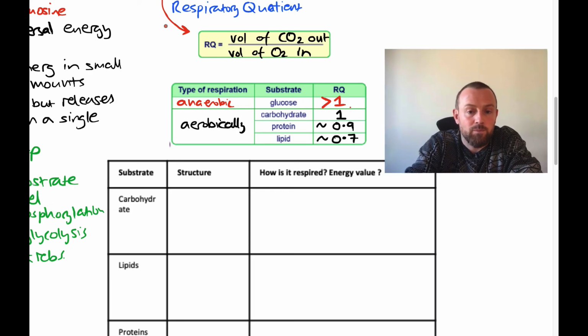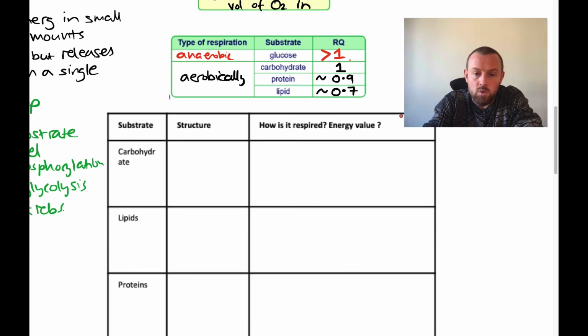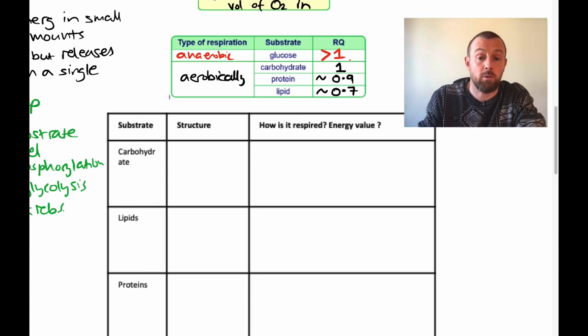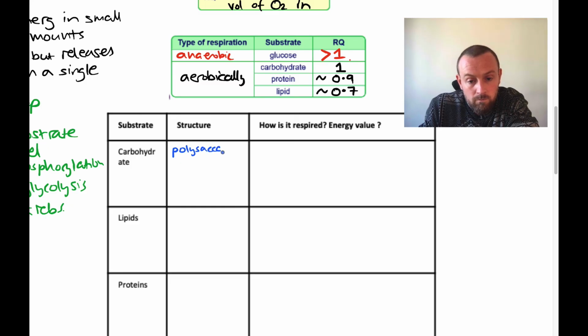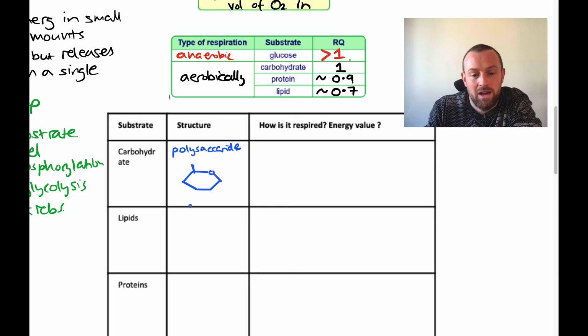Right, last thing we want to link to RQ value is the fact that we can respire different things. We don't just have to respire carbohydrate, we can respire different things. So we're just going to fill out this table. So carbohydrates, they're polysaccharides, and they're polymers of essentially something like glucose. Okay, so that's glucose there. Or we can have polymers where we have branched polymers.